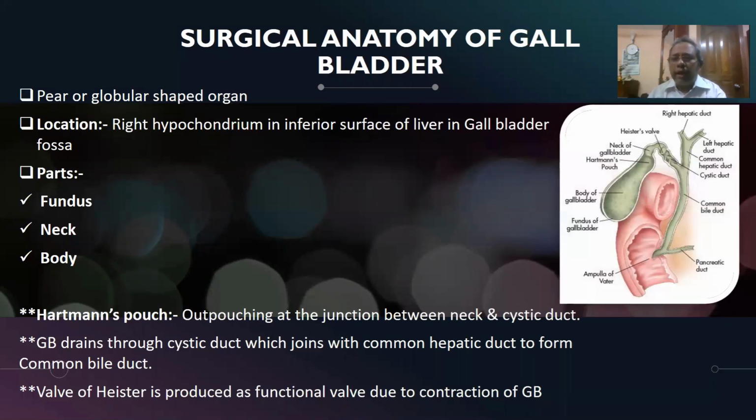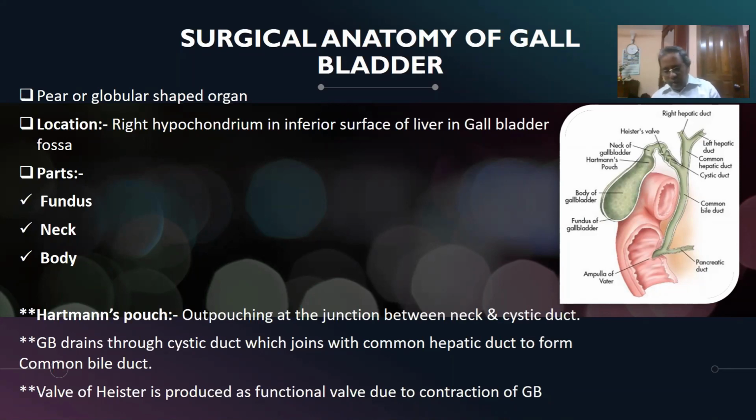So look at the picture at the side. The gallbladder image is there. The gallbladder is a pear or globular shaped organ. It's located in the right hypochondrium, in the inferior surface of the liver, in the gallbladder fossa. That means it is present in the right upper abdomen.